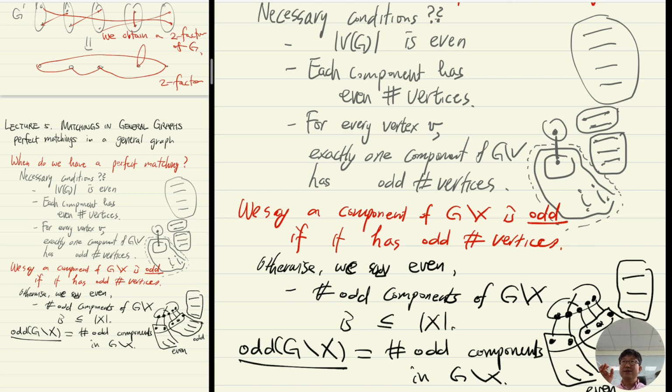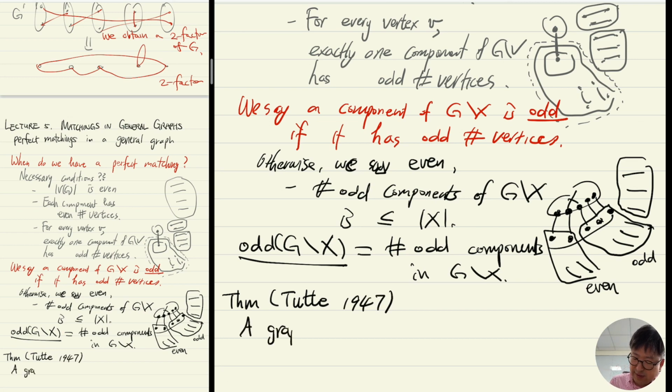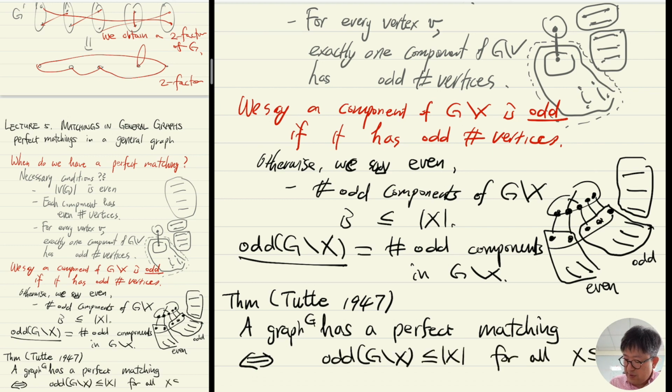Now, the surprising theorem of Tutte says that this is actually sufficient. This is a theorem due to Tutte in 1947. A graph G has a perfect matching if and only if the number of odd components in G delete X is at most the size of X for all subsets X of vertices.